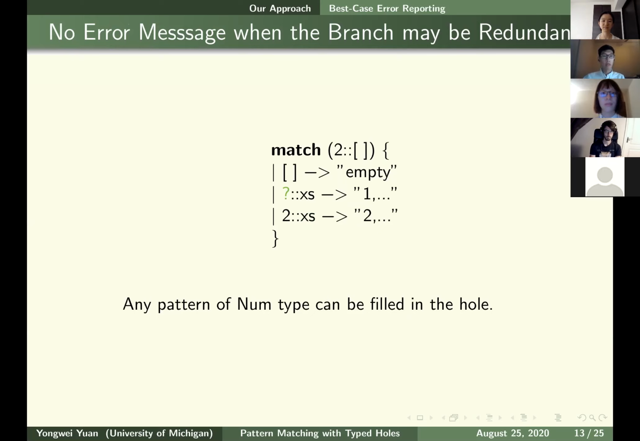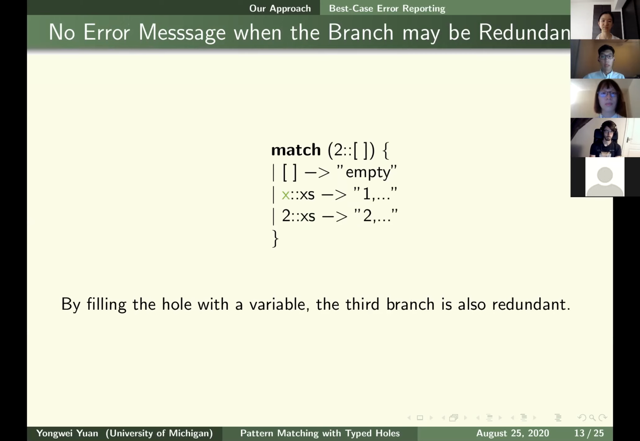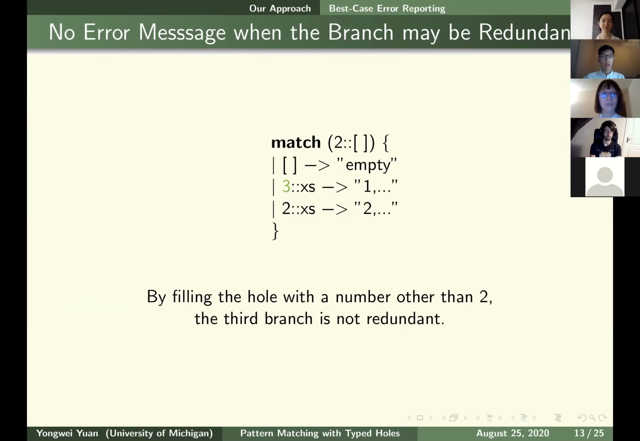Is the third branch redundant in this example? If we fill the hole with number 2 or a variable, the third branch is redundant with respect to the second branch. But we shouldn't prompt the error because the hole can be filled with a number other than 2, and a list that begins with 2 can reach the third branch.